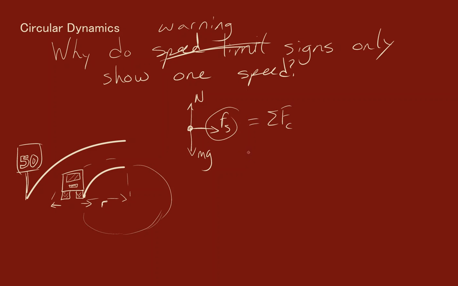So we can set mu times the normal equal to ma. We know that the normal should equal the weight, or the gravitational pull on the car. a is v squared over r. And we see that we don't care about the mass of the car.